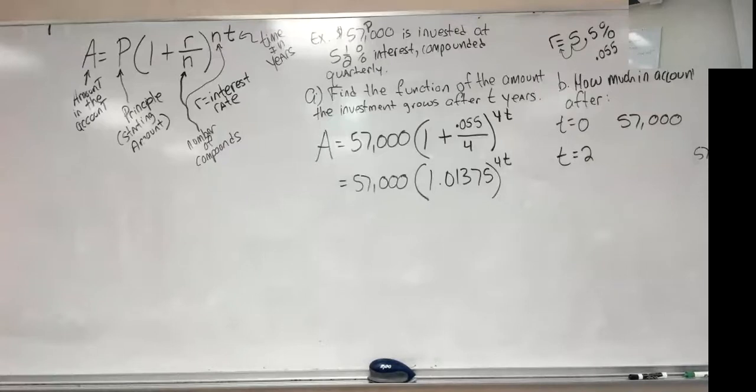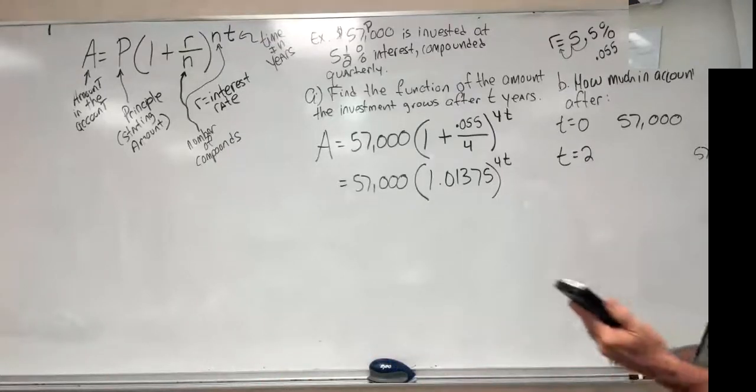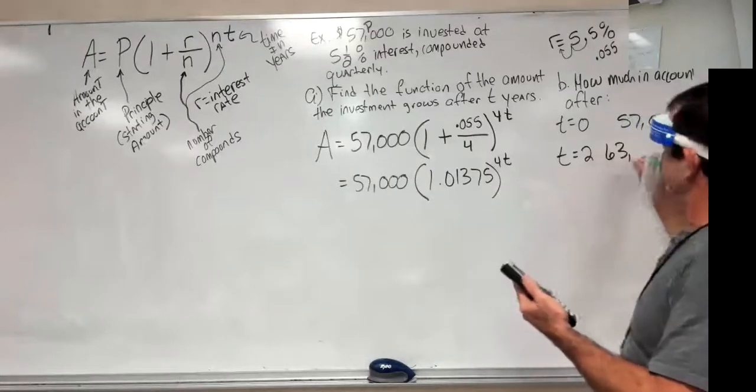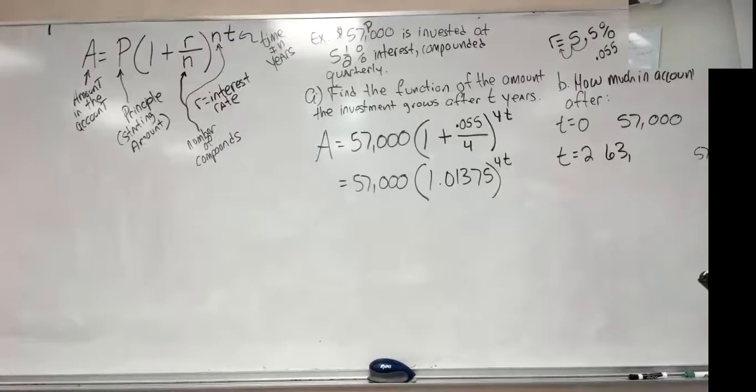And the only thing I can say about this problem, you better get more money than you started with, okay? If your money goes down, something might be wrong. So 1.01375, and then raise that to the 8, basically 4 times 2. So you get around 63,000 over there. They want us to round these to the nearest dollar. So I got 63,580.